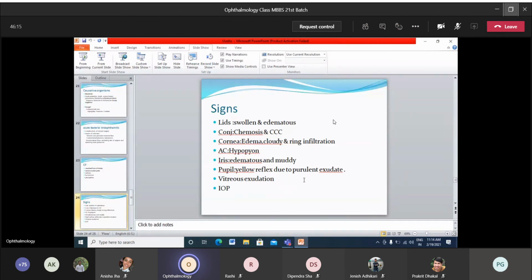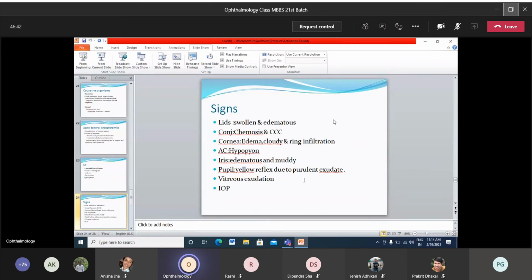So swollen lids, hazy cornea, very important. Presence of hypopyon in the AC should also always point towards endophthalmitis. The iris will be muddy, the pupil will show the yellow reflex, there will be vitreous exudation, and there will be absence of the red fundal glow, because of the vitreous exudation and other exudates in the anterior as well as in the posterior chamber and in the vitreous.